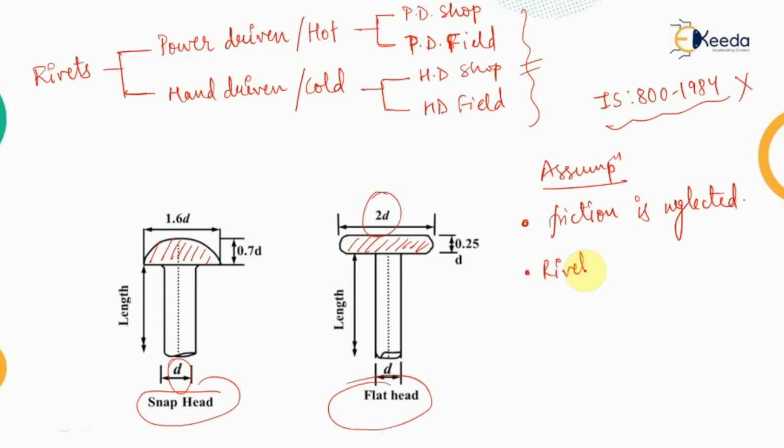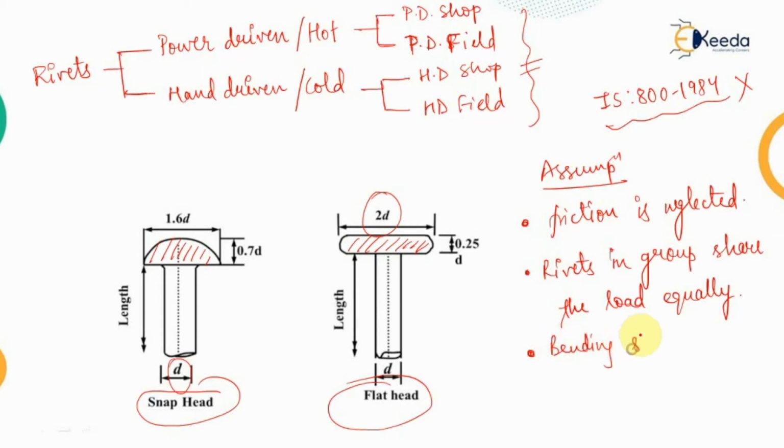Now at a connection you will be providing a number of rivets, so rivets in the group share the load equally, that means the load coming onto the connection is divided equally between the number of rivets. Another assumption is that the rivets fill the hole within which they are driven. The hole is completely filled, and the bending stresses of the rivet are neglected. So these are a few of the assumptions which are provided in the case of the rivet connection.